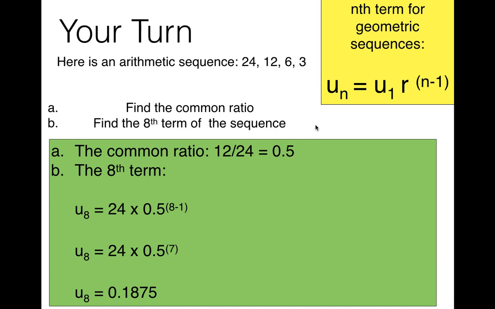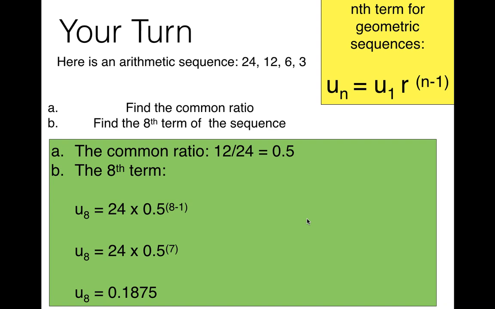The 8th term is going to be u8, and it's equal to the first term, 24, multiplied by the common ratio, 0.5, to the power of n minus 1, and n in this case is 8. So here it is, u8 equals 24, first term, multiplied by 0.5, the common ratio, to the power of 8 minus 1. So u8 is 24 times 0.5 to the power of 7. Put all of this into your calculator and you should get that u8 is 0.1875.